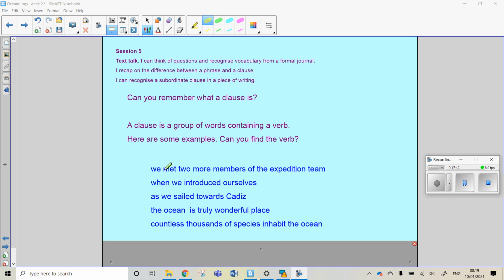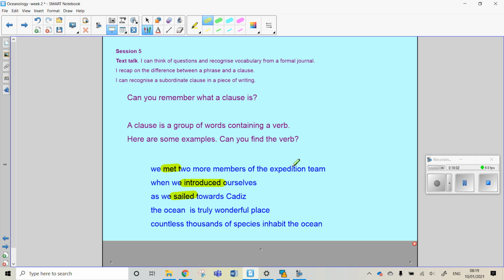Okay, from the first one, the verb is met. There's the action there. We met two more members of the expedition team. When we introduced ourselves, the verb is introduced. As we sailed, the verb is sailed, the action is sailed towards Cadiz.